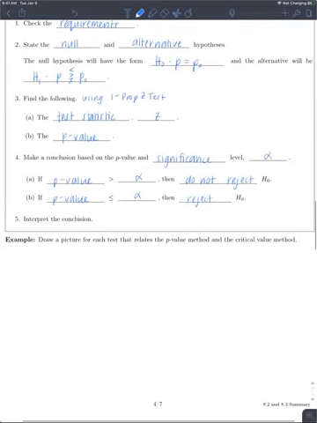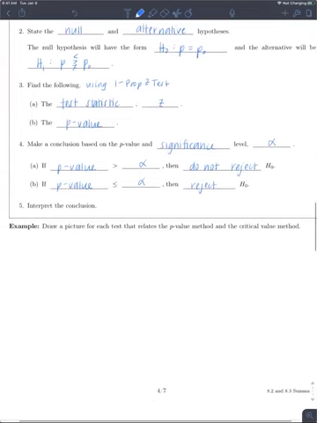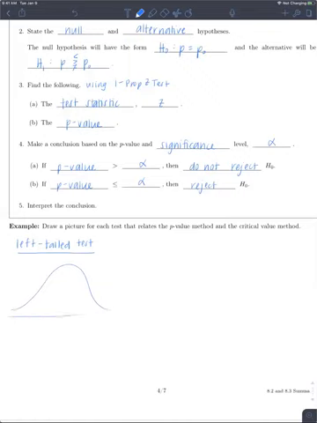Let's do this example and then I'll try to draw a little map for you guys. It says to draw a picture for each test that relates the p-value method and the critical value method. That's kind of what I was doing earlier. So if I look at a left-tailed test, that's the first one I'll look at, let's say the blue is my critical region. I'll have a little legend down here: critical region.